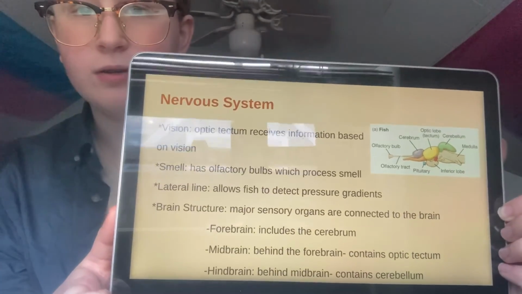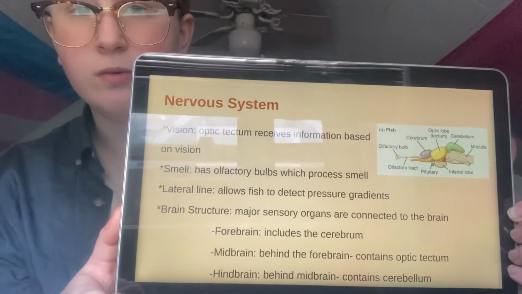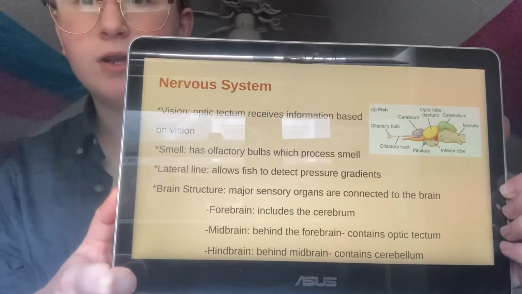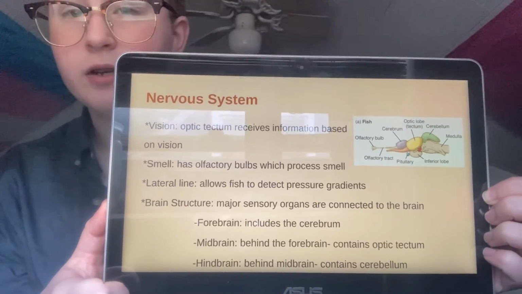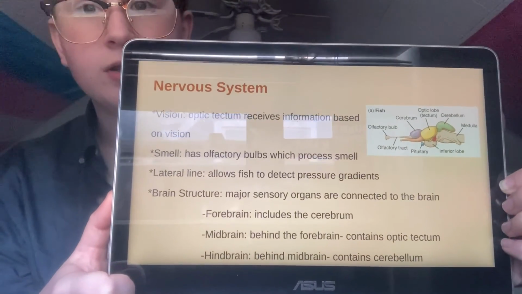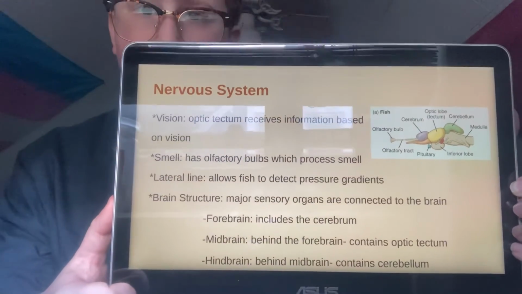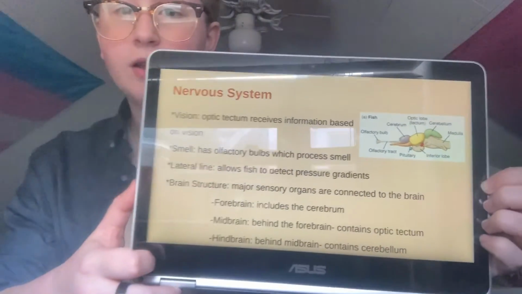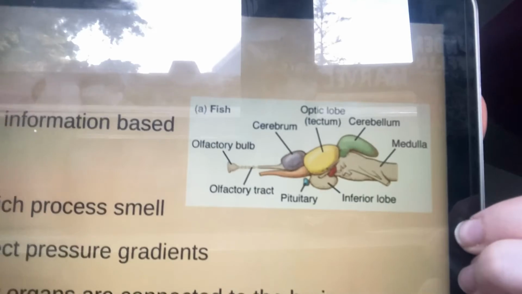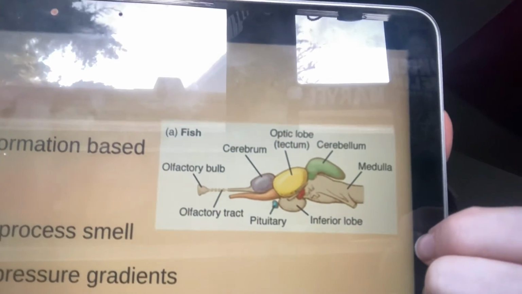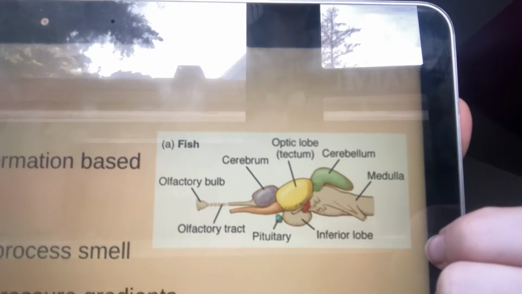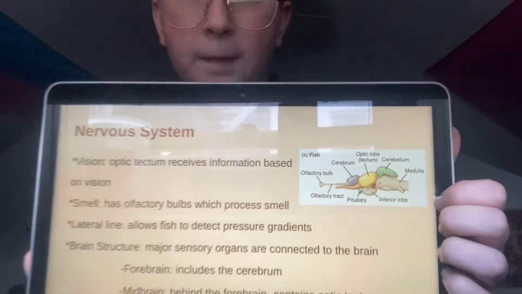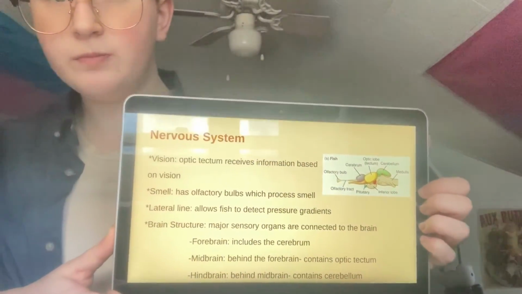And we can see there is the forebrain, which includes the cerebrum, the midbrain, which is behind the forebrain and contains the optic tectum, then the hindbrain, which is behind the midbrain and contains the cerebellum. And here you can see just a picture of some of these major sensory organs. It's a good view of what we're looking at. So here we go.